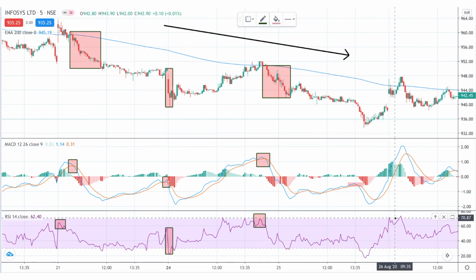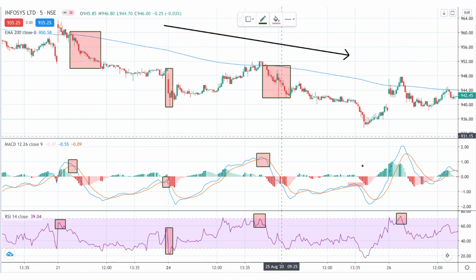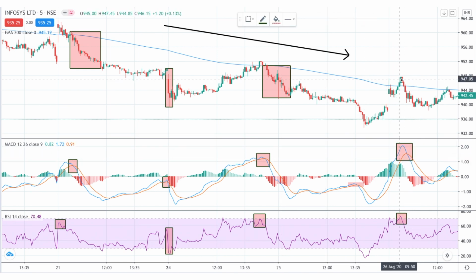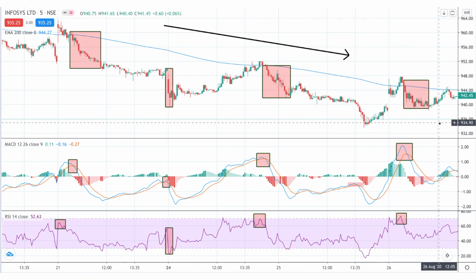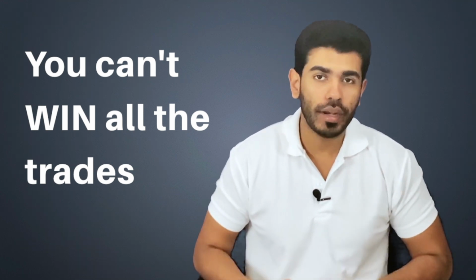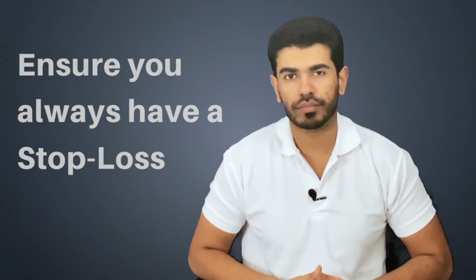We have another opportunity here. As you can see, the RSI is at 73, indicating that it is overbought. We have the MACD line crossing the signal line from the top, and we have this particular opportunity here. Now, these indicators are not 100%. In trading, you can't win 100% of the time. There will be times when it's a false signal, and for that reason, you need to have a stop loss.